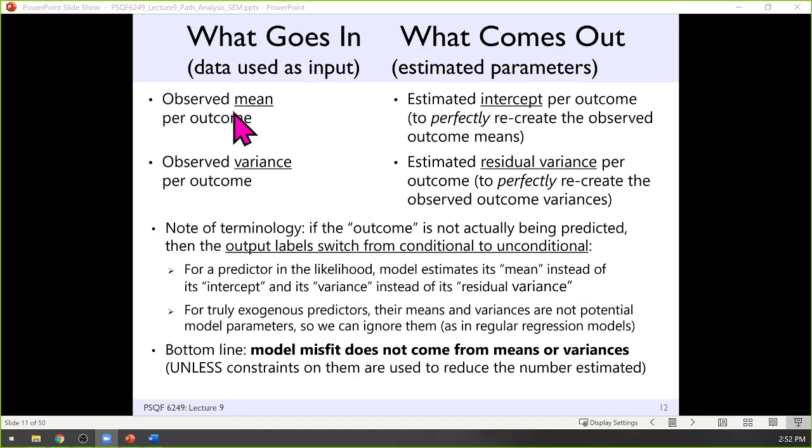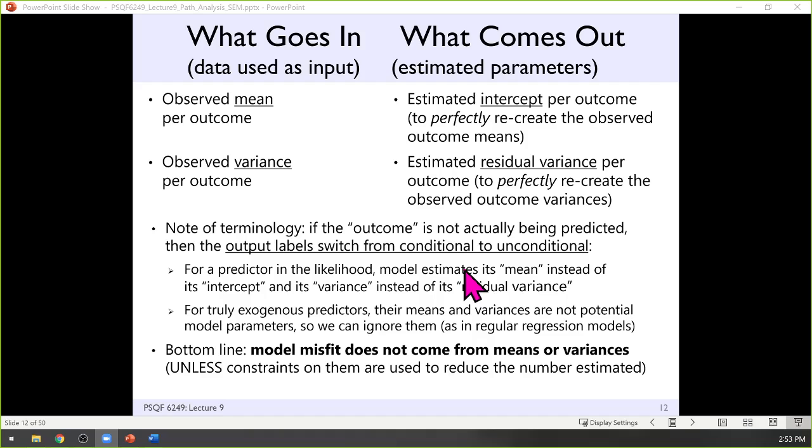So what's going in for a variable? If a variable is in the likelihood, its mean is going to become an intercept. Its variance is going to become a residual variance. How those get labeled on the output depends on whether or not it's actually being predicted. If you have a predictor that's in the model, but it's not predicted by anything, its intercept is going to be called a mean, and its residual variance is going to be called a variance. If it is predicted by something, then it's an intercept and a residual variance. So they'll be in different places in the output based on whether it's a predictor or an outcome.